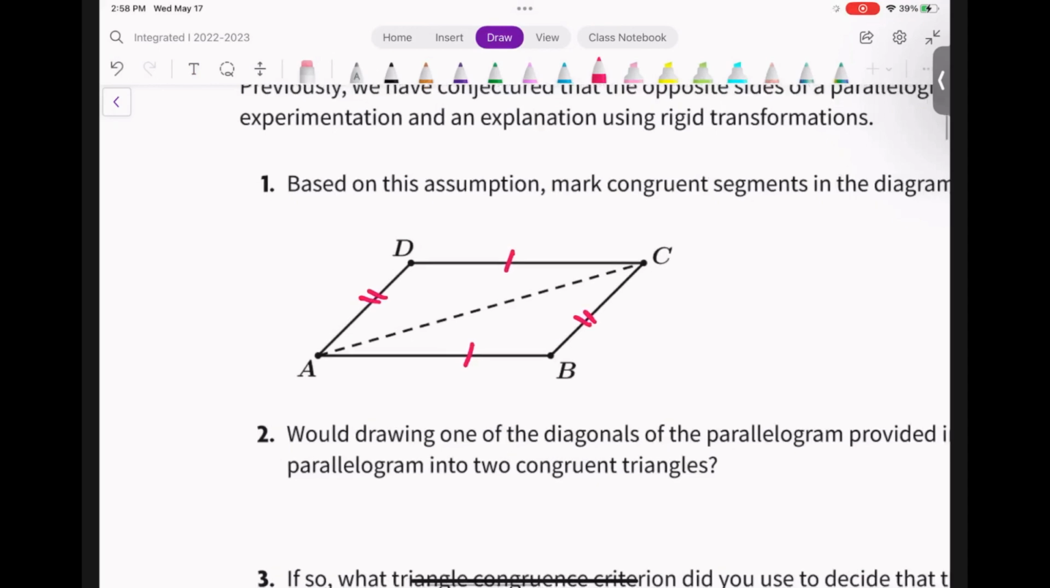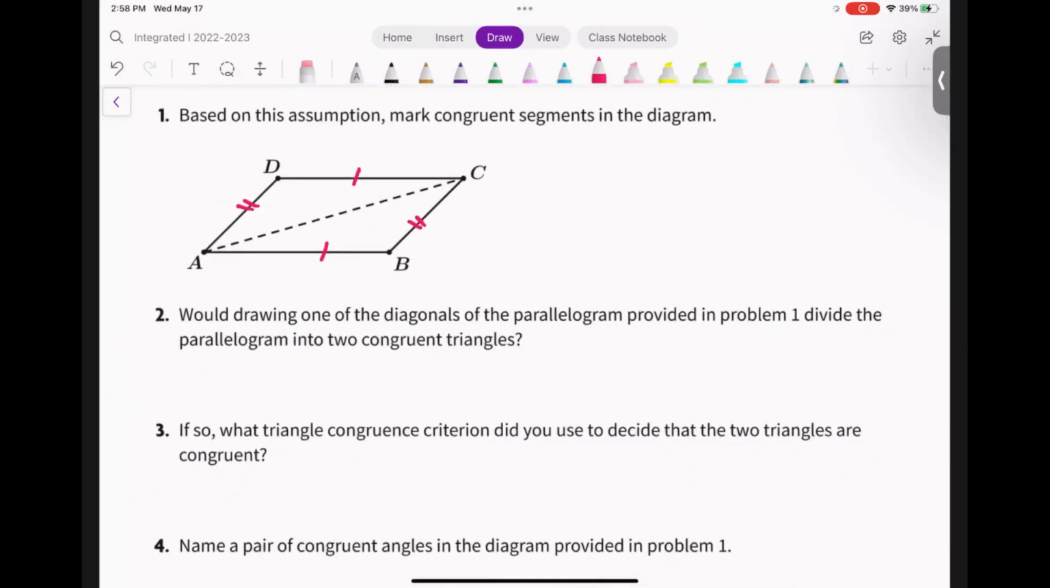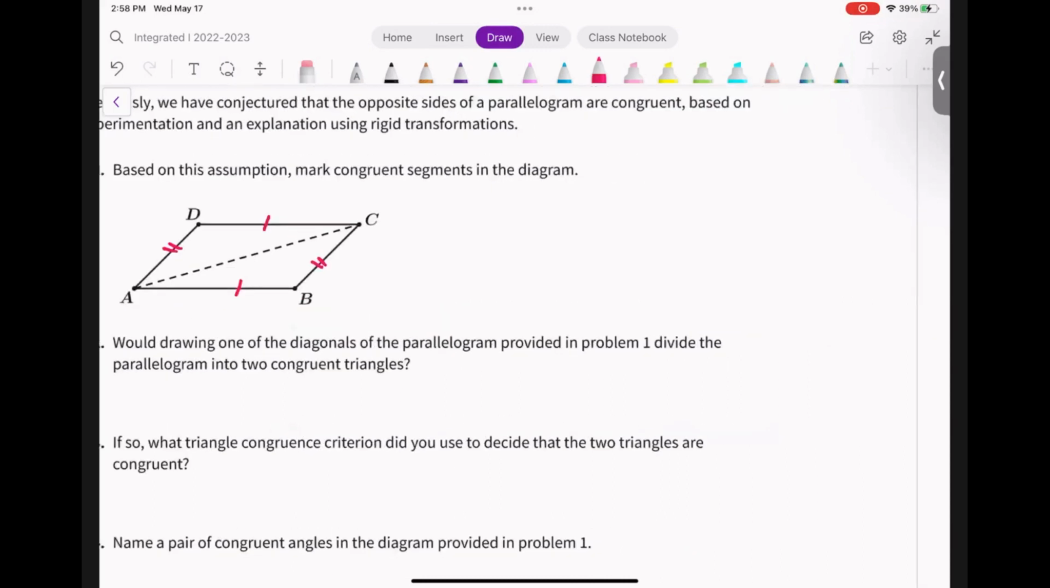And it said, would drawing one of the diagonals of the parallelogram provided in problem 1 divide the parallelogram into two congruent triangles. Are those two triangles congruent? That's what they're asking. What do you think? So in your head, you should be going over triangle congruence, which is SSS, SAS, ASA, AAS. And I just write these down every time I'm trying to prove triangles congruent.